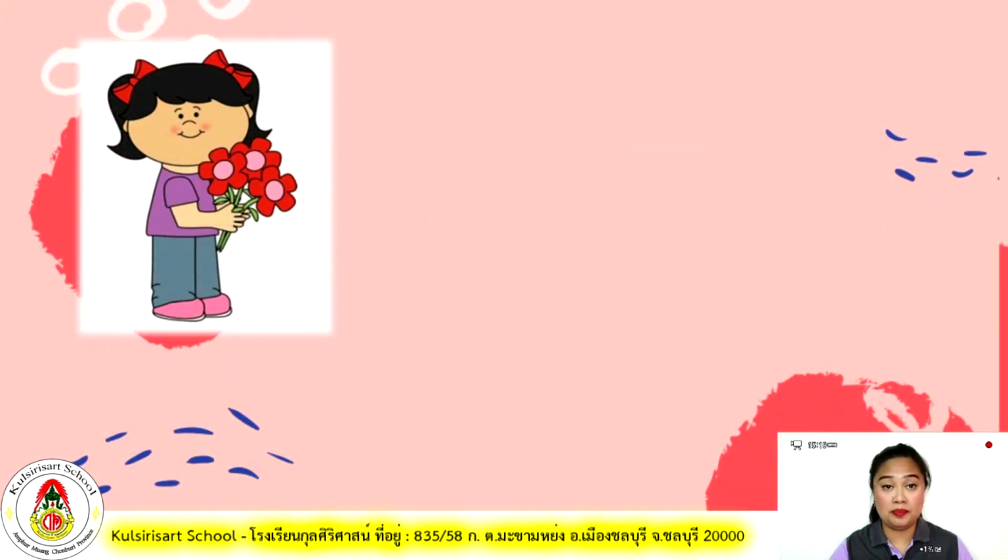Now let's see the picture first. What can you see in the picture? Again, can you say it again? What can you see in the picture? Oh, it's a girl holding flowers.